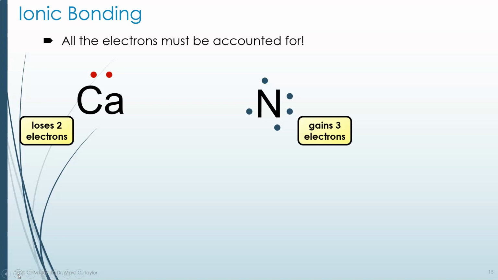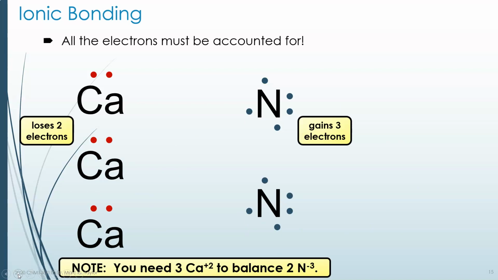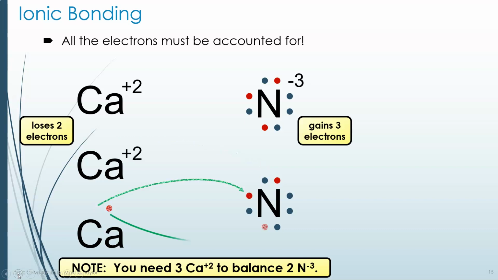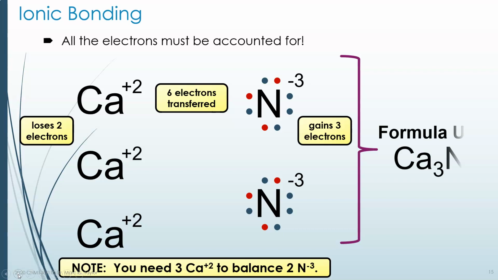Well, if the one on the left wants to lose 2 and the one on the right wants to gain 3, how do we balance that? Well, we balance that by having 3 calciums that each want to lose 2. That means they want to lose a total of 6 electrons. And we have 2 nitrogens on the right that each want to gain 3, for a total of wanting to gain 6 electrons. So we're losing 6 from the left, we're gaining 6 on the right. Everybody's happy in the end because the calciums will satisfy their octet rule and the nitrogens will satisfy theirs, but it'll be in a 3 calcium to 2 nitride ratio, and you end up forming a formula unit of Ca3N2.